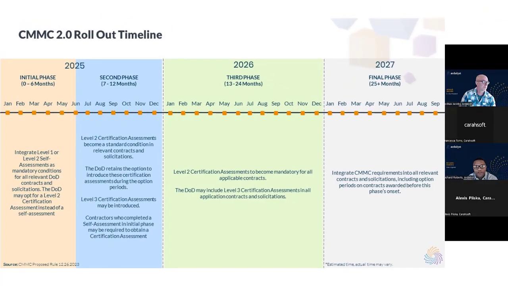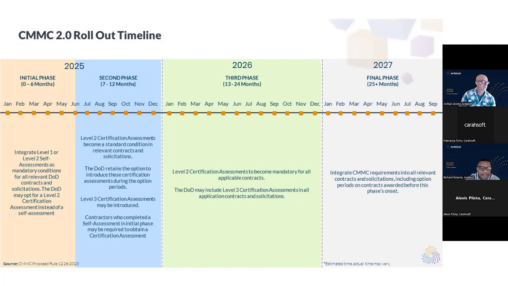Which brings us to what we started here to work with. We're going to spend a lot of time in this area because this is very, very important. As we start to identify the timeline in which the CMMC rollout happens, what we're looking at here is essentially a four-phase approach within 3 years. It starts off in the 0 to 6 month phase, where we bring in the level 1 and level 2 self-assessments. These will be mandatory conditions.